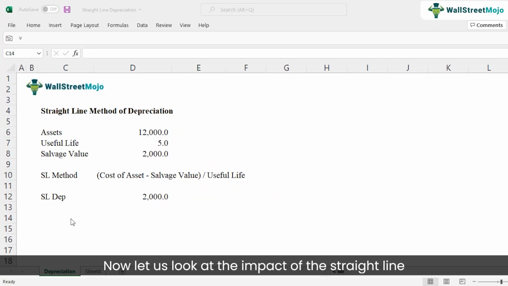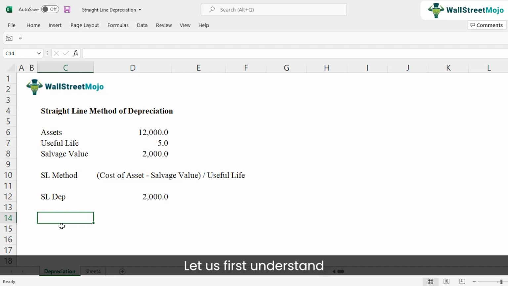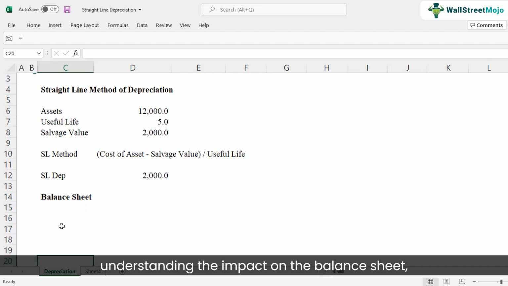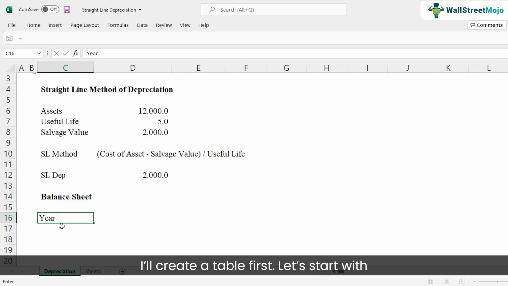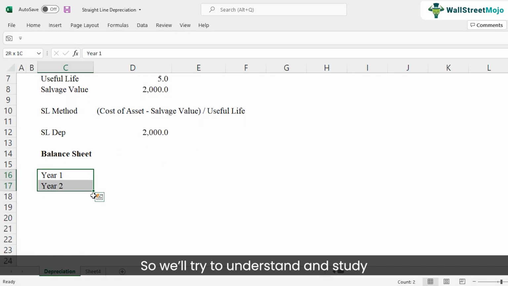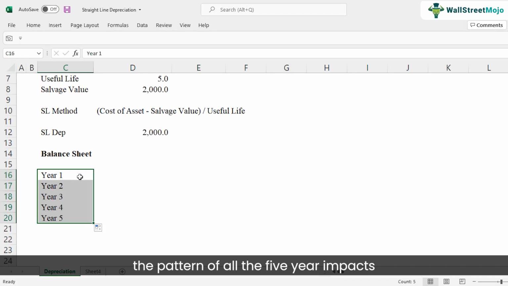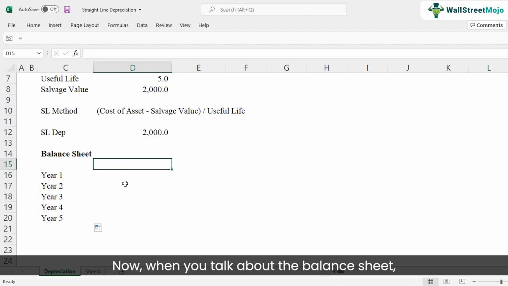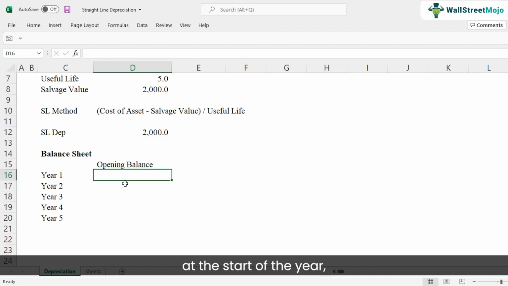Now, let us look at the impact of the straight line depreciation expense on the income statement, balance sheet, and cash flows. Let us first understand the impact on the balance sheet. For that, I'll create a table first. Let's start with year 1, year 2, and so on. We'll study the pattern of all the 5-year impacts on the balance sheet, income statement, and cash flows. When you talk about the balance sheet, there is the opening balance, the opening balance of the asset at the start of the year.